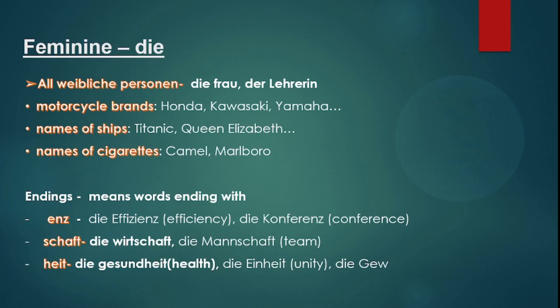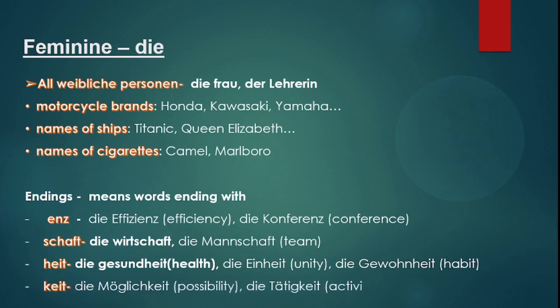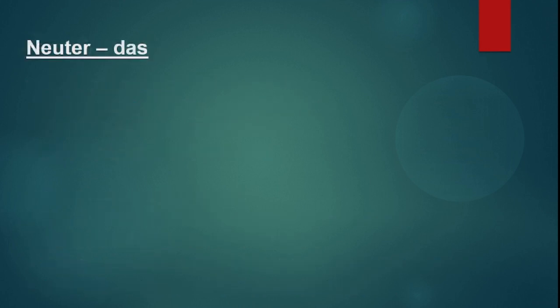The next is heit, for example die Gesundheit, which means health, die Einheit, which is unity, and die Gewohnheit, which means habit. And the next is keit. For example, die Möglichkeit, the possibility, die Tätigkeit, the activities.